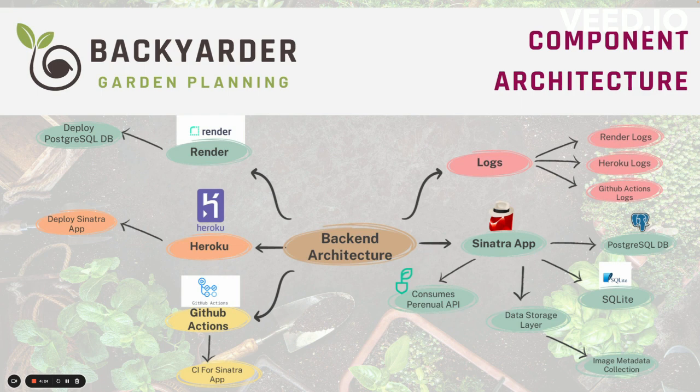The Perennial API provides detailed plant information for 8 of our 9 endpoints, thereby enriching the features and capabilities of our service. For deployment and continuous integration and continuous deployment, GitHub Actions handles our continuous integration, ensuring code quality and automated testing. The app itself is deployed on Heroku, known for its ease of use and scalability. Our PostgreSQL database is deployed on Render, which offers fast and reliable database hosting.